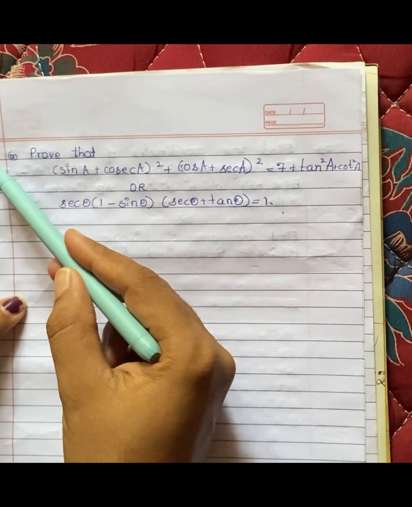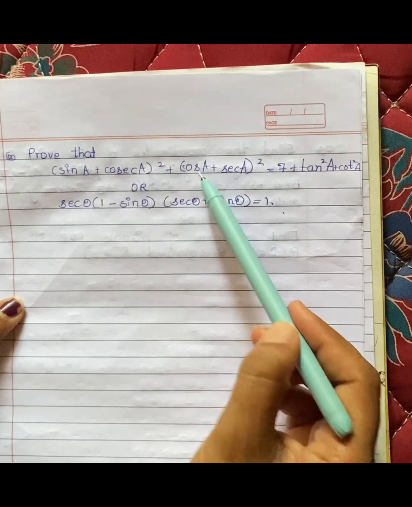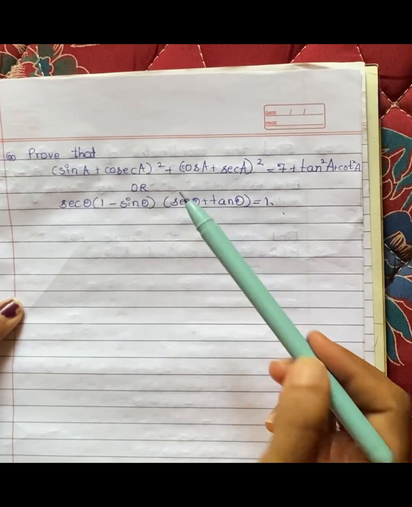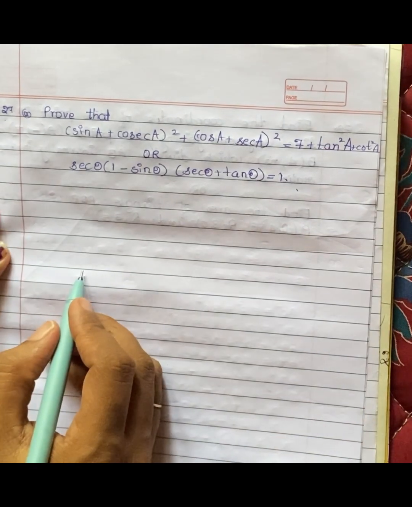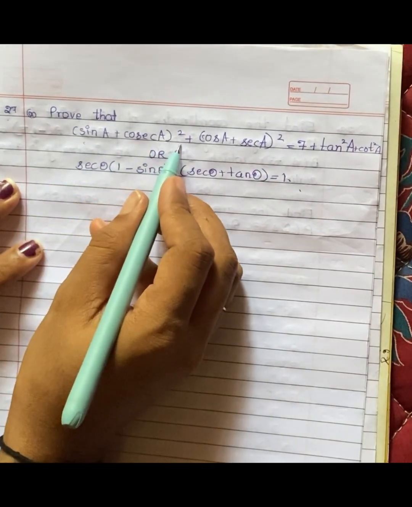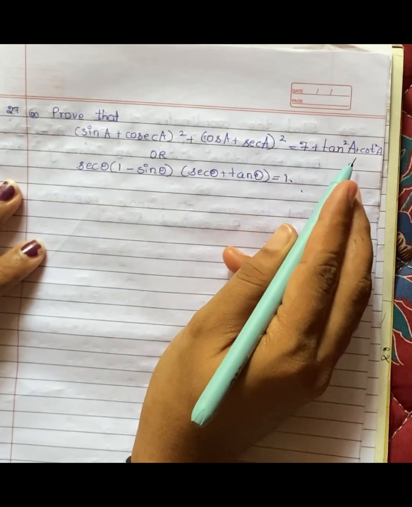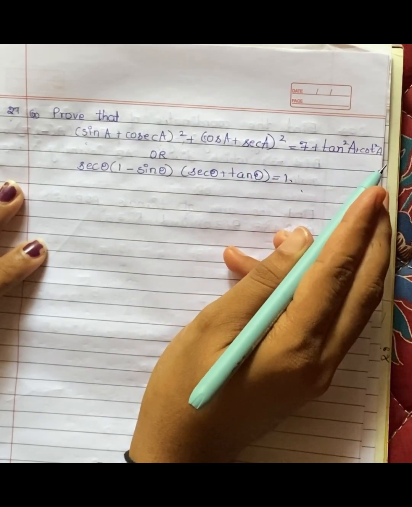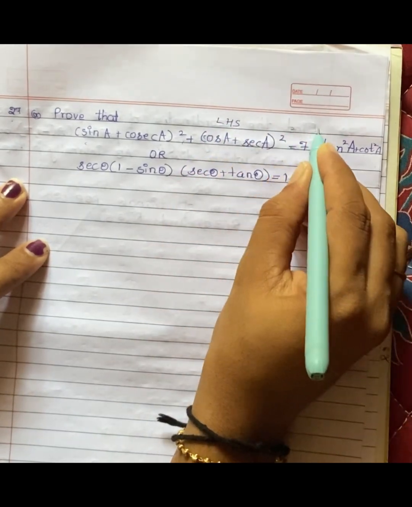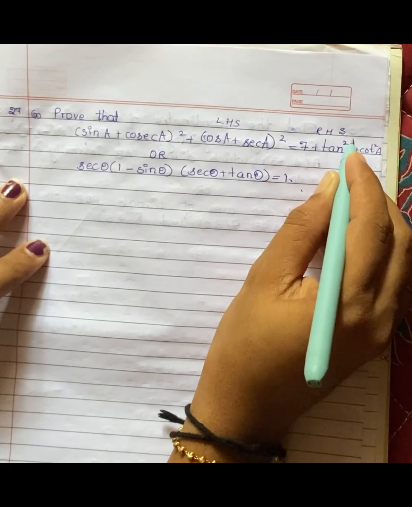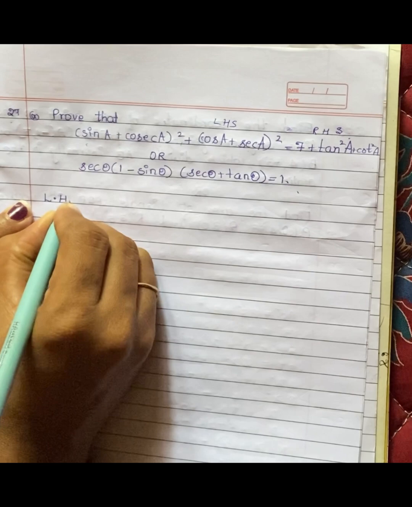Here in the 27th question we have two options. Either we have to solve the first one or the second one. So I'll just start solving the first question: (sin A + cosec A) whole squared plus (cos A + secant A) whole squared is equal to 7 plus tan squared A plus cot squared A. I'll consider this as LHS, this as RHS. So I'll write the LHS now, left hand side.